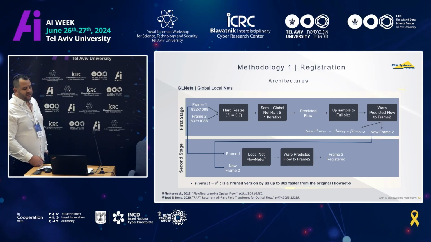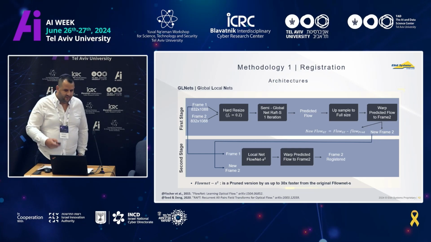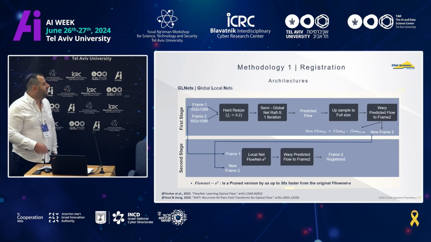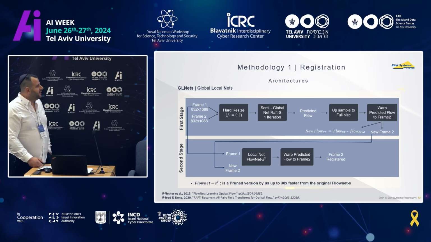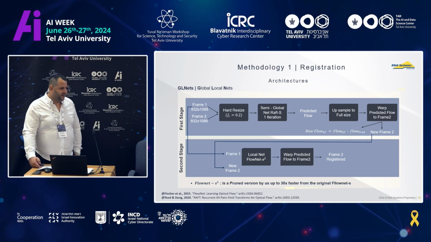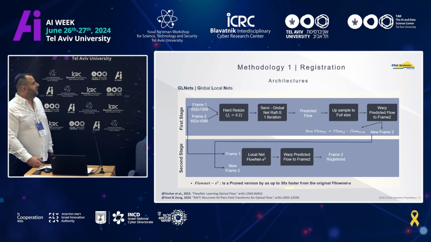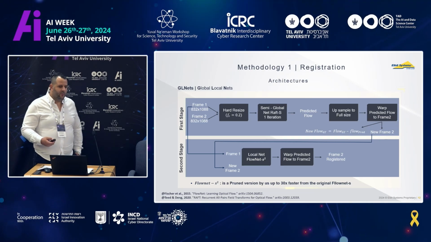The local network is a FlowNet squared S. We know FlowNet S. This is a pruned version by us, up to 30 times faster than the original FlowNet S. And we will get the predicted flow. We warp it on the frame, and finally we'll get frame 2 aligned.